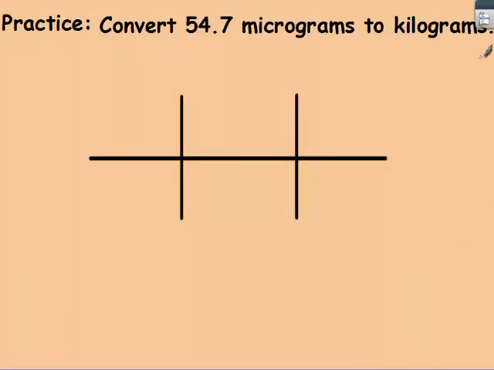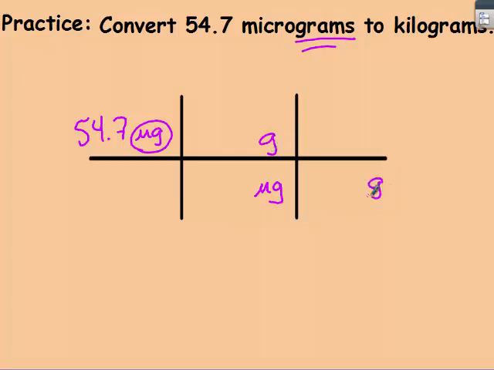On this one, we have 54.7 micrograms. If micrograms is here, micrograms goes on bottom. And in this case, my base is grams. Grams goes on bottom. Kilograms on top. Put 1 with your prefixes.